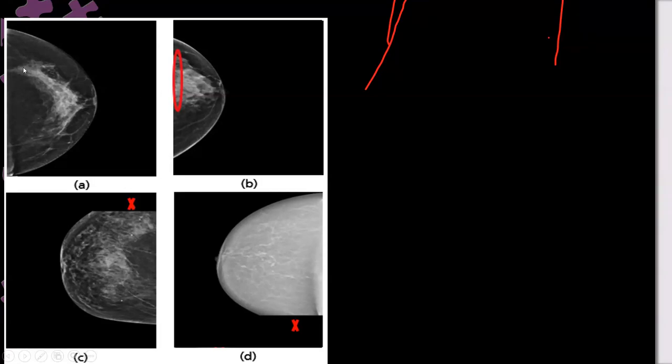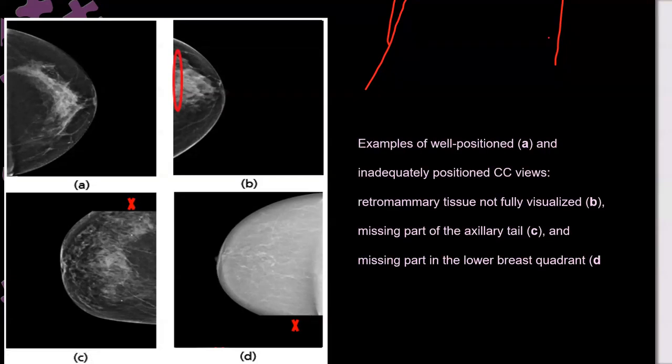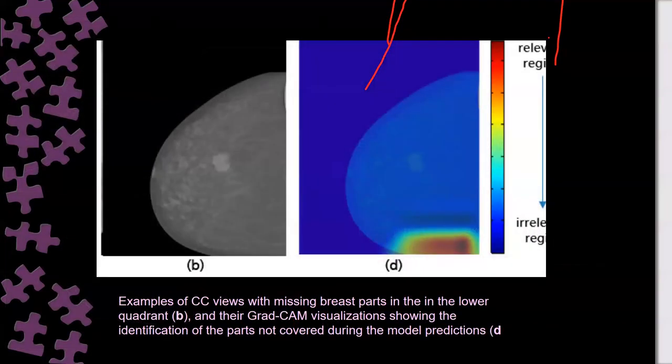A is obviously optimum. We could see the retromammary fat till the end, in the medial and lateral. The nipple is central. Here, I could not see the retromammary fat, and even the nipple is not central. Here, the lateral portion is missing. Here, obviously, the lower portion is missing.